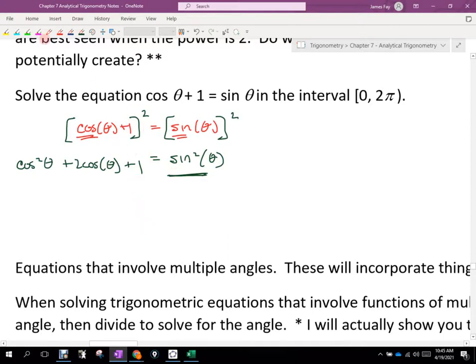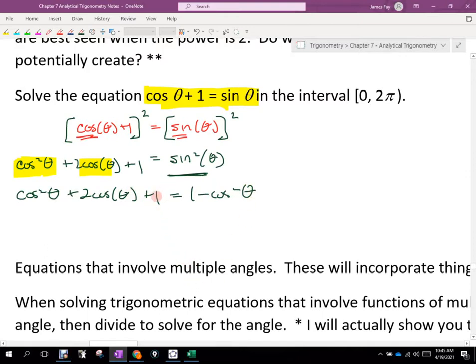Now somebody in the last class asked, well, why didn't you replace this one with 1 minus sine squared? Well, if I replaced this one with 1 minus sine squared, because it's a legal substitution, you'd still have that cosine to the first, which puts you back in the same conundrum that you had up here. Okay? So we're going to replace this one over here. So we got cosine squared theta plus 2 cosine theta plus 1 equals 1 minus cosine squared theta.